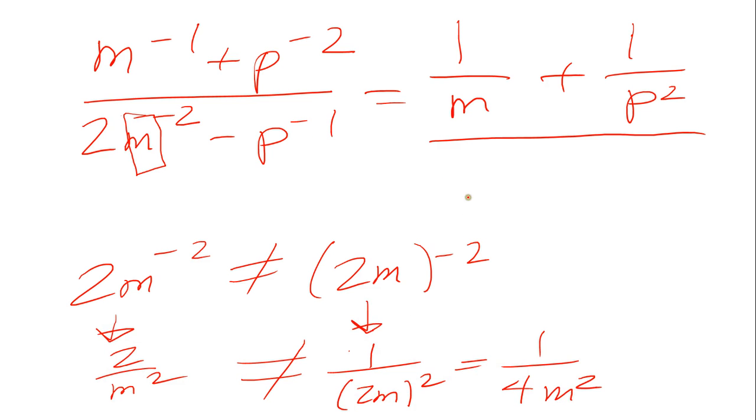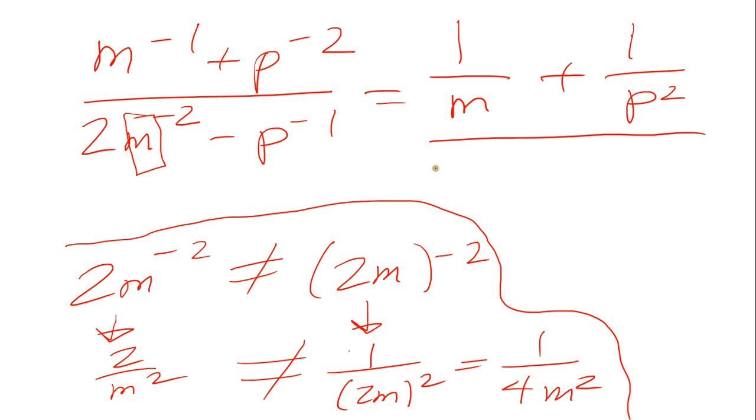Another thing to be careful about, and I keep taking all these sidebars, but there's a lot of room for error in these problems. So basically, leave the 2 alone. It's going to be in the numerator. So it's going to be 2 over m squared minus 1 over p. So that's all we have. Now we're back where we were before.